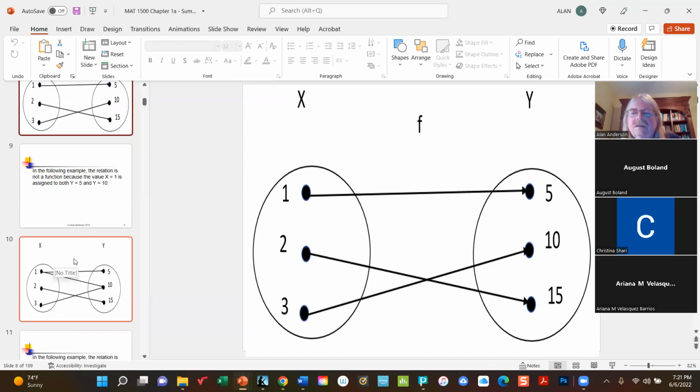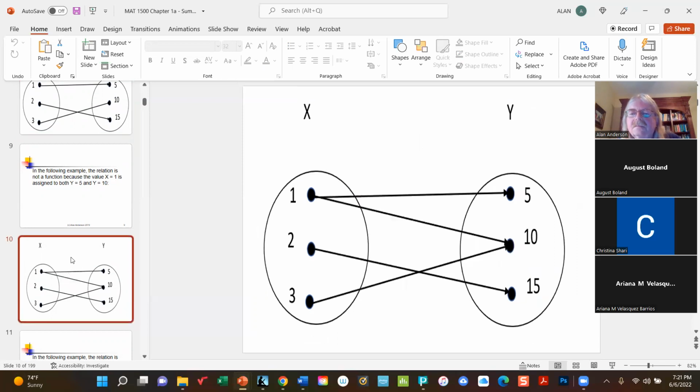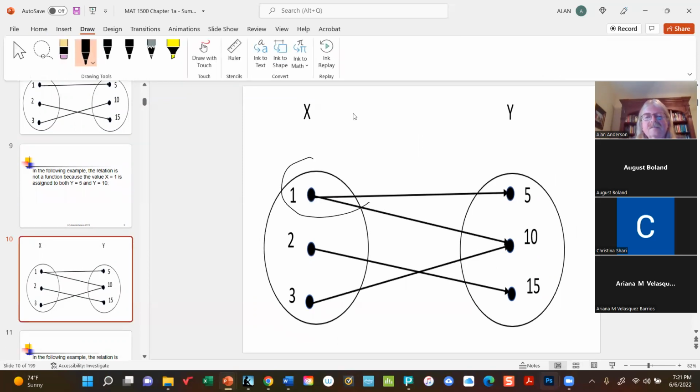How about this one? Uh-oh, something's wrong here. I'll tell you what the problem is here. 1 has been associated with both 5 and 10. And that's how we know that it's not a function. The problem is right here. This x is associated with two different y's. Now, the other two are fine, but this is all that it takes to ensure that this is not a function. And that's the reason.